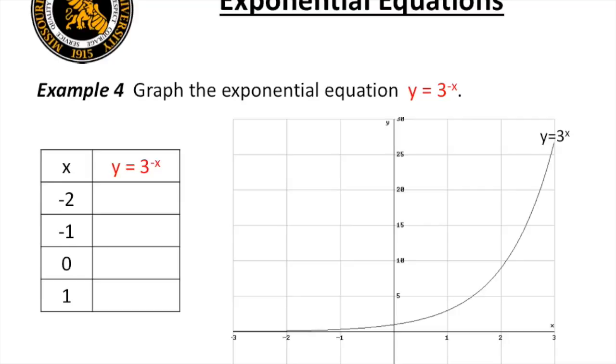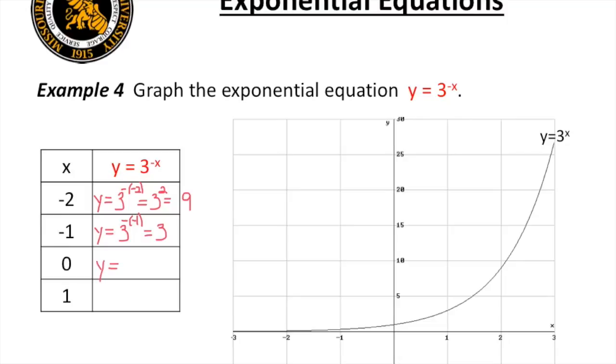When x equals negative 2, we have y equals 3 to the opposite of negative 2. The double negative causes our exponent to become a positive 2, resulting in 3 squared, or 9. When x equals negative 1, we have y equals 3 to the opposite of negative 1. Again, our exponent becomes positive because of the double negative, and we have y equals 3 to the first power, or just 3.